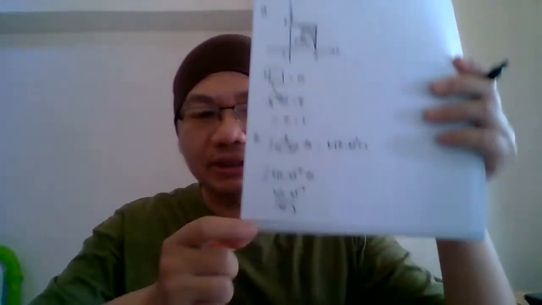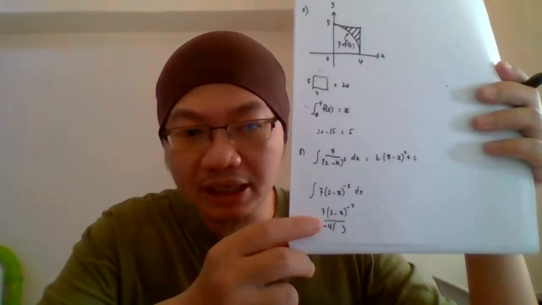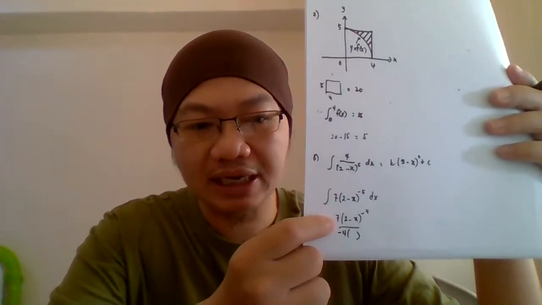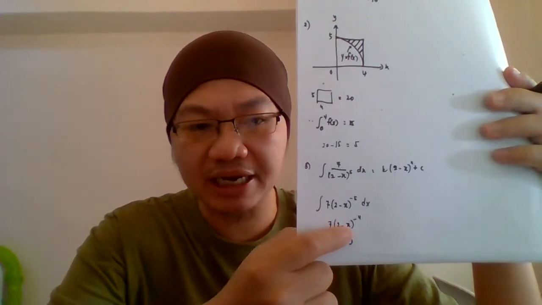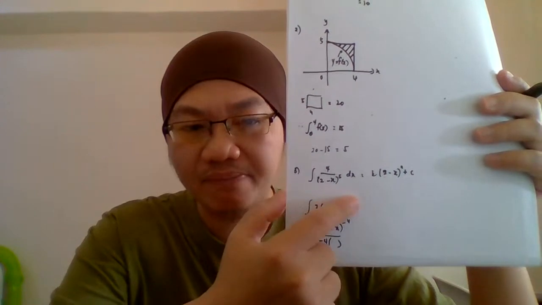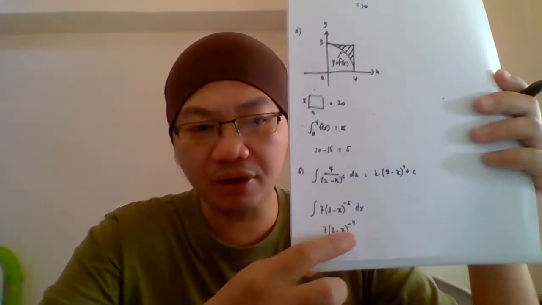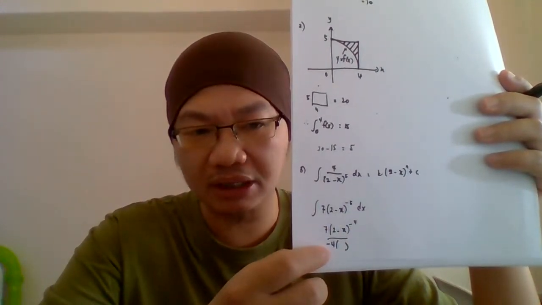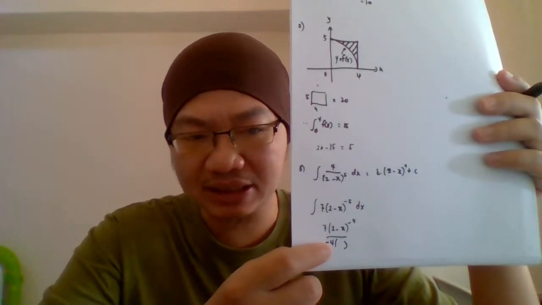And also, here, very important. You want to use the formula, right? So 7 just cut and paste. 2 minus x also cut and paste. The power now becomes negative 4, because negative 5 plus 1 is negative 4. Negative 4, you need to cut and paste, and put it at the denominator like this.